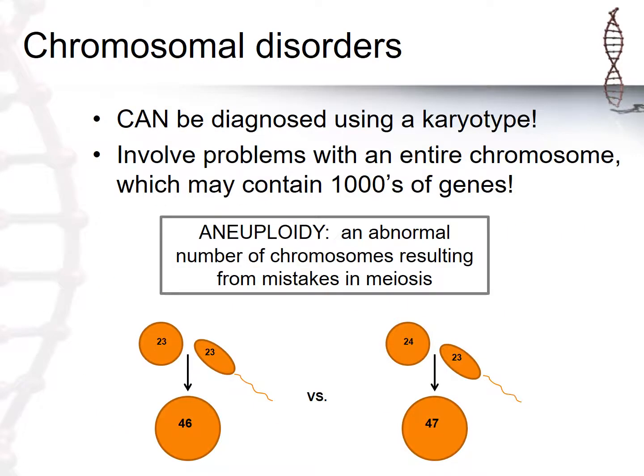All right, chromosomal disorders. Chromosomal disorders can be diagnosed using a karyotype, and they can involve problems with an entire chromosome, which contains thousands of genes. This results in aneuploidy. Aneuploidy is an abnormal number of chromosomes, and this results from mistakes in meiosis.